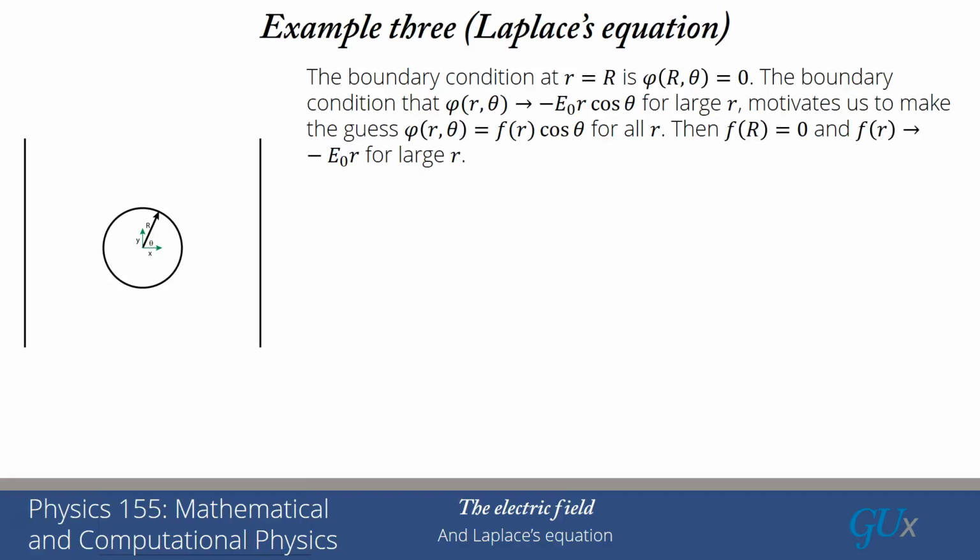So the question is, can we force this form to be able to satisfy the second boundary condition? Because the first one we always can get it to satisfy. So let's take a look at the equation.